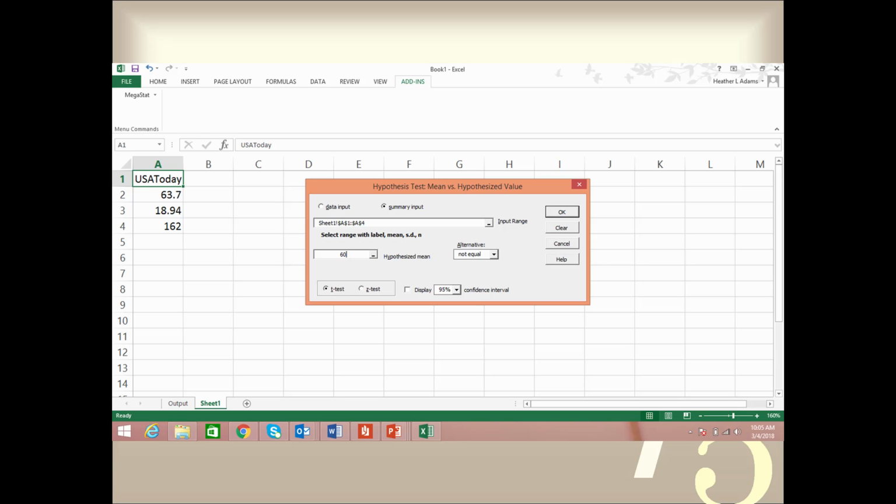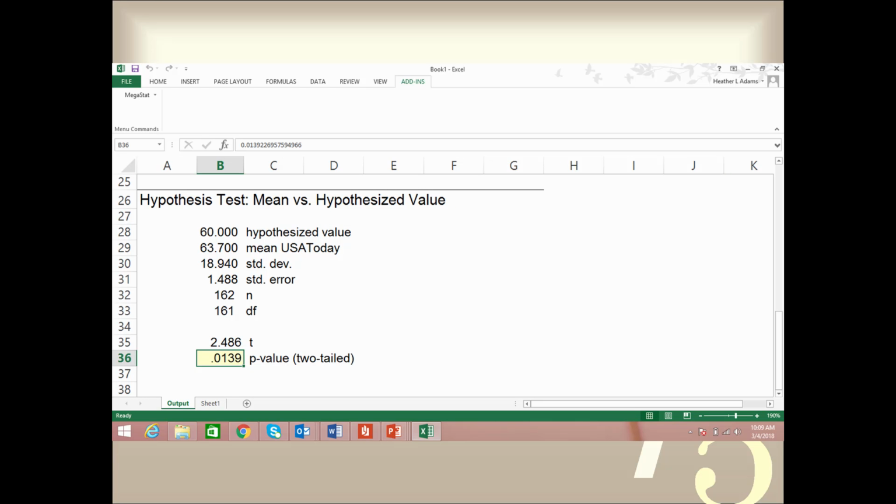It's not saying it's gone up or down. We just want to test that it's different from. So we'll choose the not equal to for the alternate hypothesis. Again, always use t-test for these problems. And since my level of significance is 5%, I just leave that on the default 95% confidence. Okay, so here's the output once you hit OK or submit. And the p-value is 0.0139.